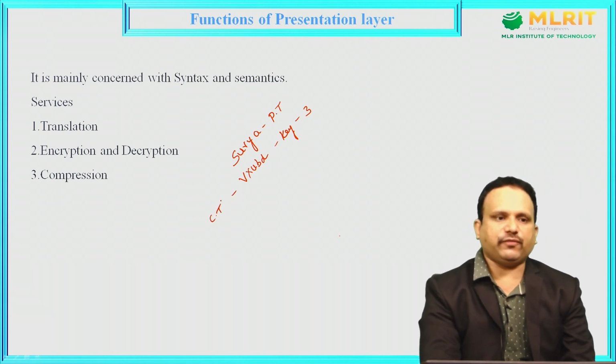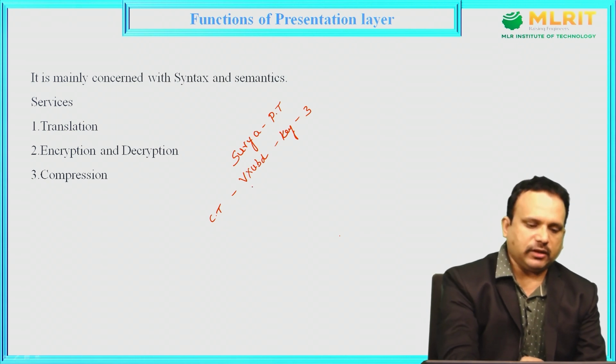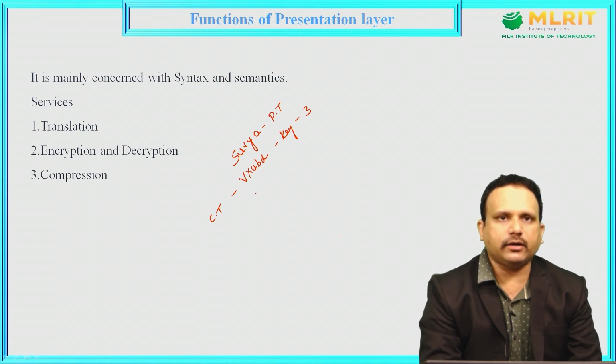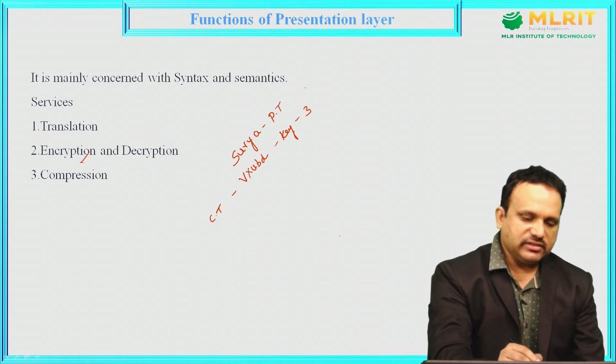This is the ciphertext. So Surya you can pronounce it normally, but whereas what is this particular VXUBD? It is a scrambled text. So where the attacker cannot identify this process. So this particular encryption is done at the sender side.